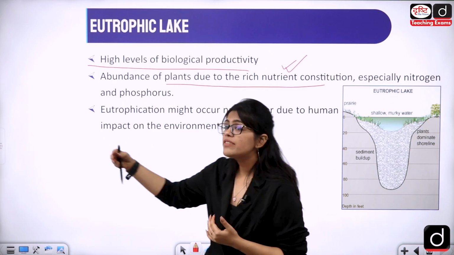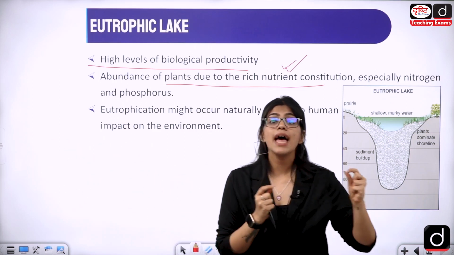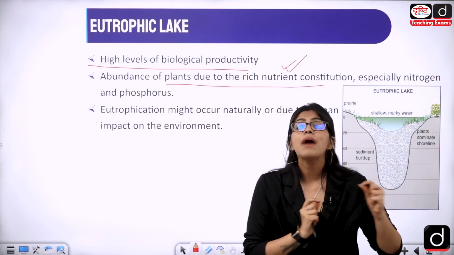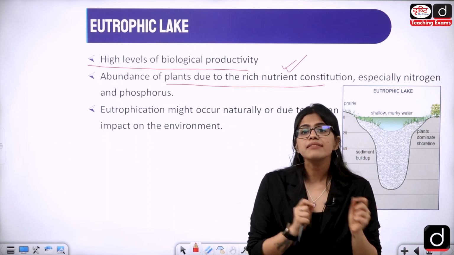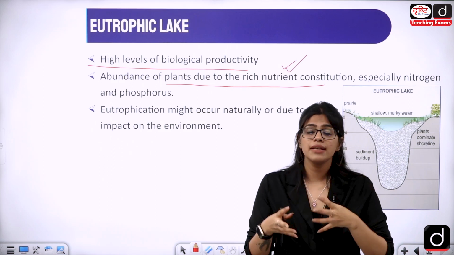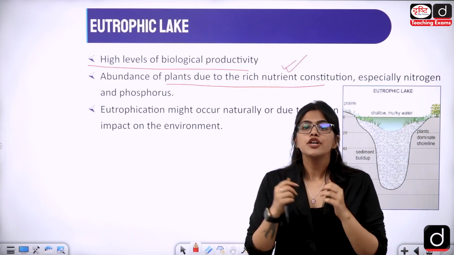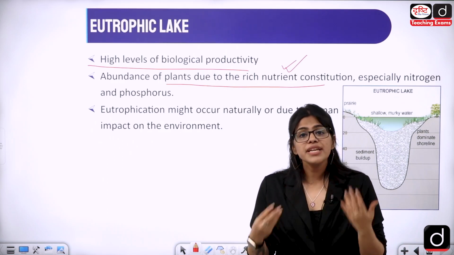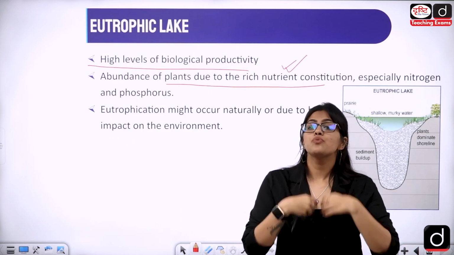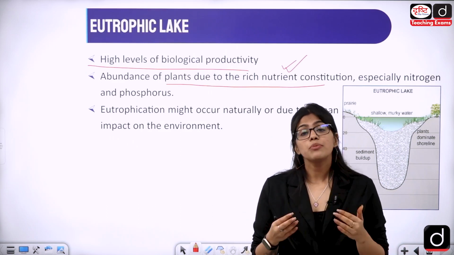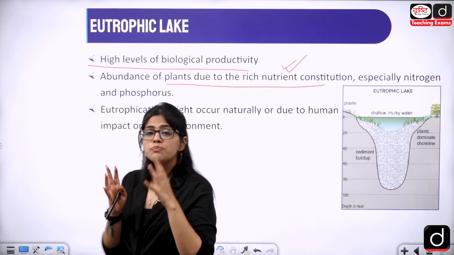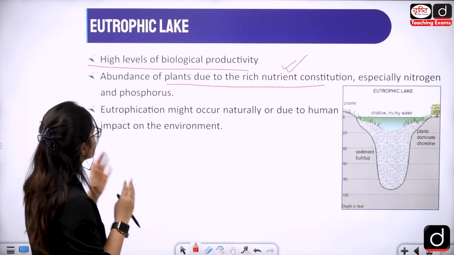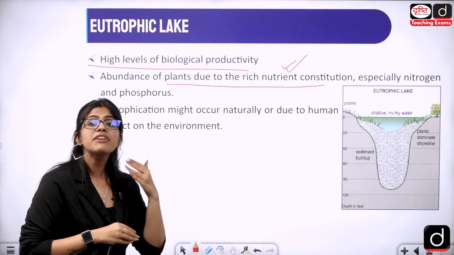So the aging of the lake is one thing, and the second is the anthropogenic activities, the man-made activities. When we dump waste in the water, when from factories and farming lands the waste is added to the water bodies, the nutrients like nitrogen and phosphorus would increase and the water bodies would suffer because of this, right? So I hope this process is very clear. What is eutrophication and what are eutrophic lakes?